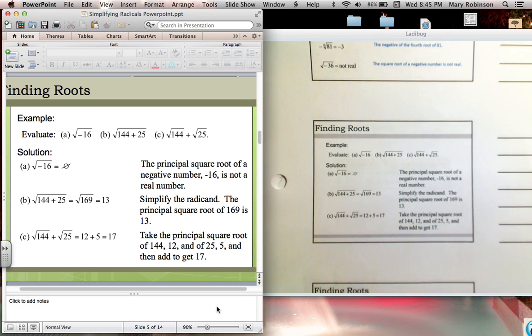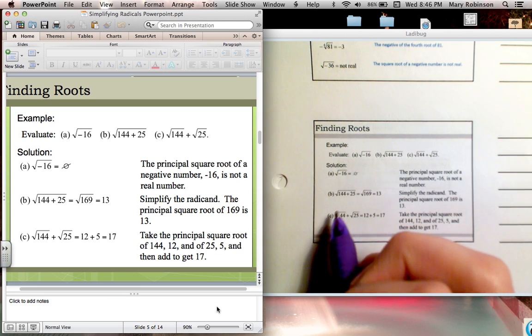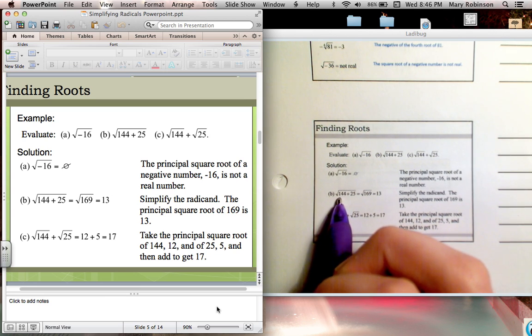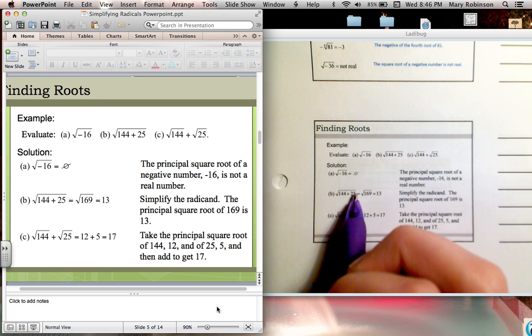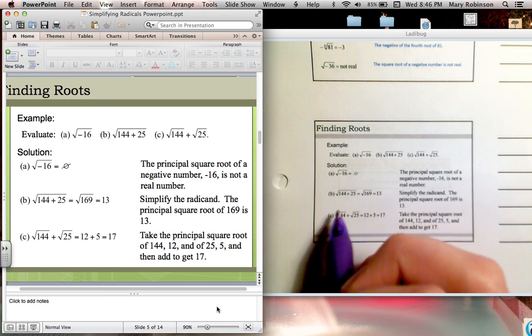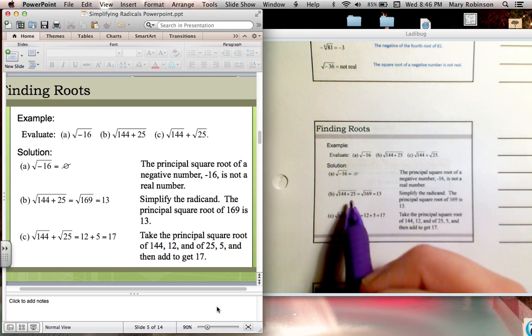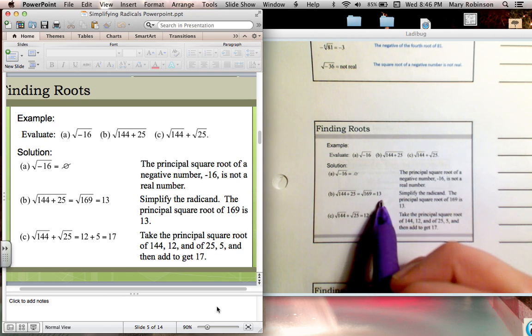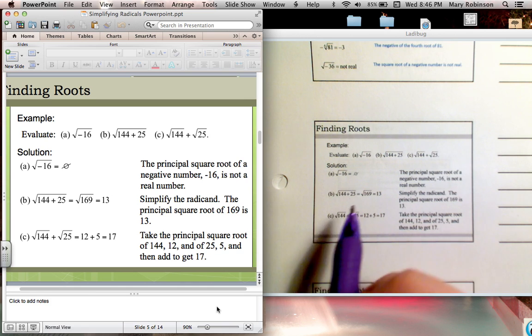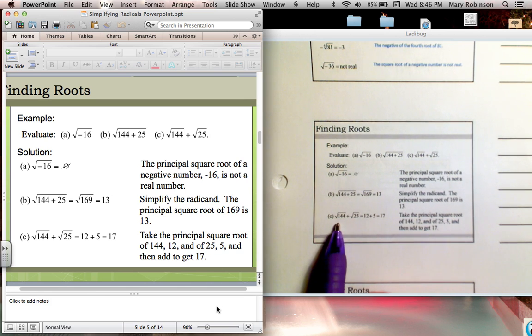For B, you have the square root of 144 plus 25. When your radicand looks like this and your answers are under the radical, you would do this operation first. So you do 144 plus 25 and then get the square root of 169, which equals 13. That is actually completely different than having the square root of 144 plus the square root of 25. In this case, you do not do the addition first. You do what's under the radical first.